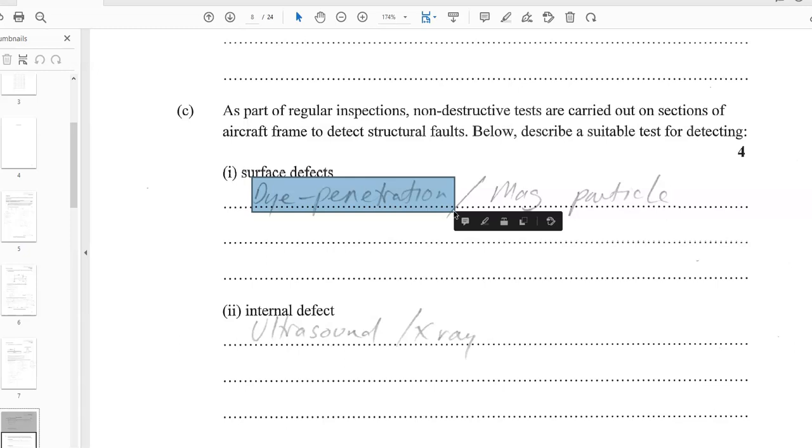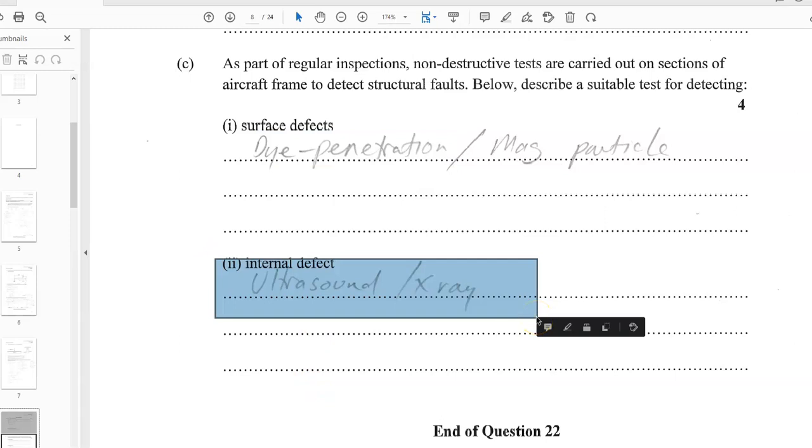The idea is we put the dye on and then we have to do something to make the dye more visible. If you said magnetic particle test, the idea is that the magnets are attracted to the surface defects. And someone who wrote something like fluorescent makes it more visible, boy, am I excited with that. Okay, internal defects.